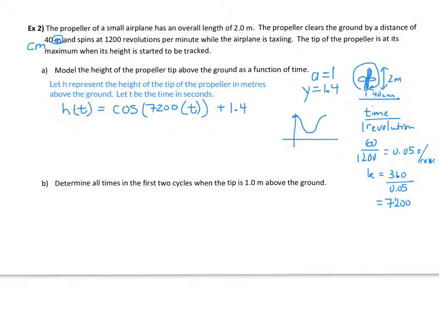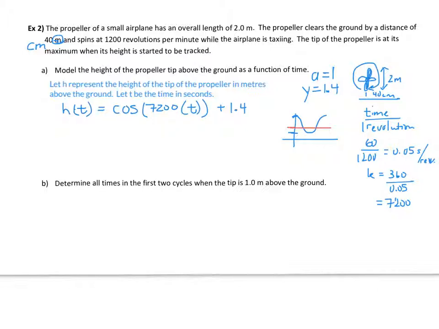All right. Part B, determine all times in the first 2 cycles when the tip is 1 meter above the ground. Okay, so 1 meter above the ground, this is 0.4 at our lowest point. So I'm just looking at the graph here. 1 meter is going to be somewhere here because my axis of the curve would be at 1.4 meters. So we're going to have 2 times for that.